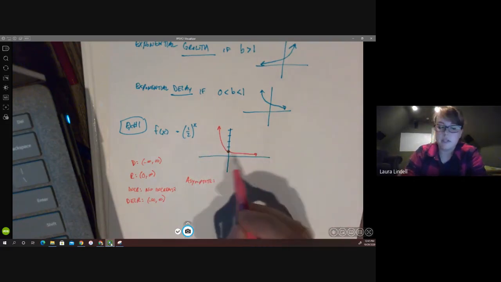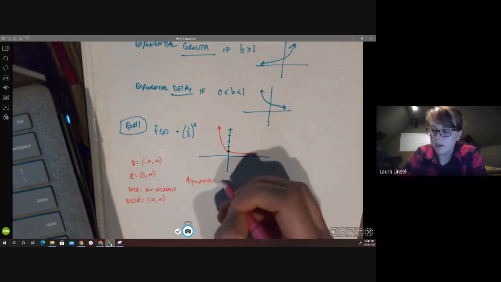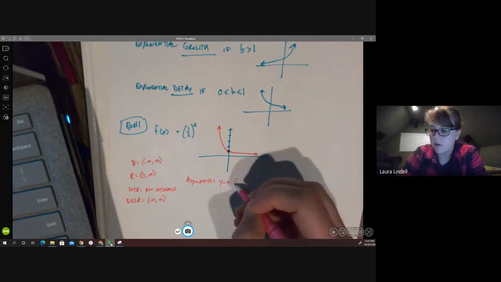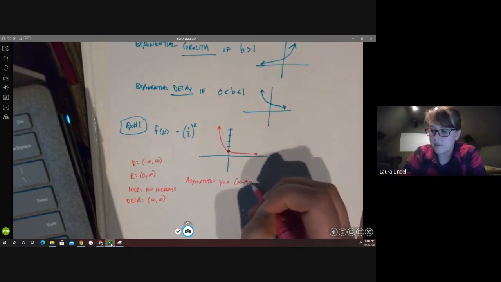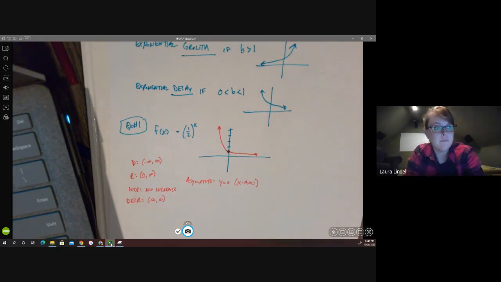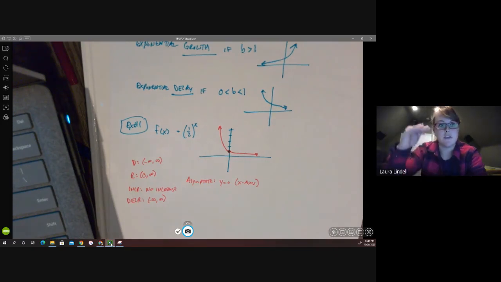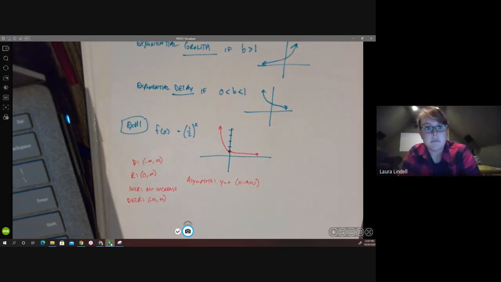In this case, this one does have an asymptote at y equals 0, or the x-axis. And that's kind of the standard asymptote for an exponential function. But again, if it's shifted up or down, then that asymptote very well may change.